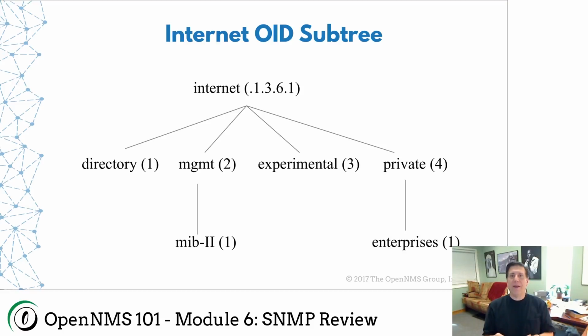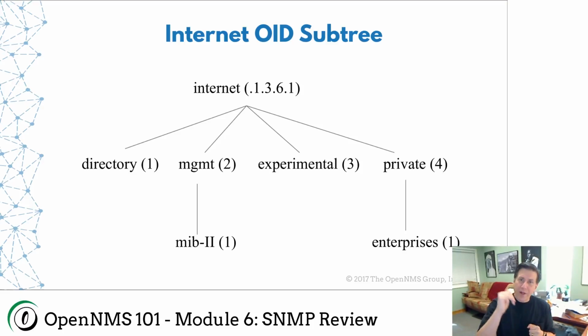I don't know much about LDAP, but I think object IDs are used somehow in LDAP, and I think it falls under this directory tree. The two main branches of the internet tree that we're interested in are the management branch, which is dot 2, and the private branch, which is dot 4. I have worked on experimental, which is dot 3, and this is kind of where new data structures are tried out before they're actually approved and moved into the management branch. But we're not going to work too much on that here.